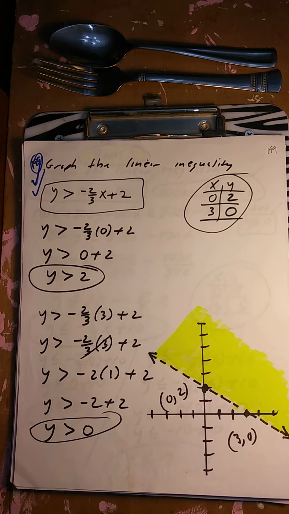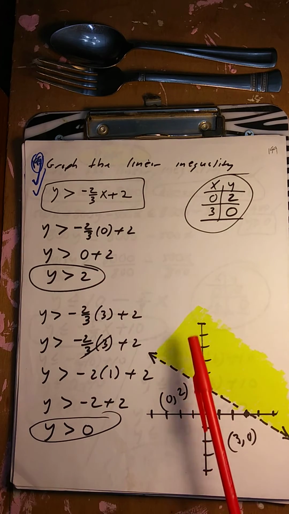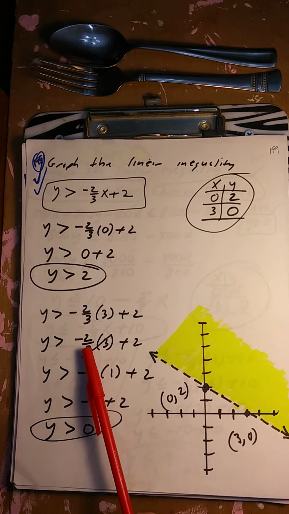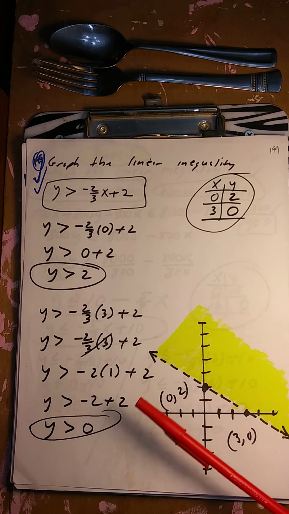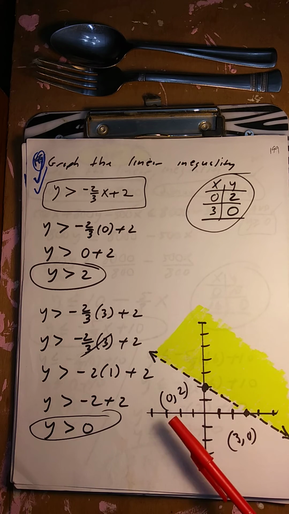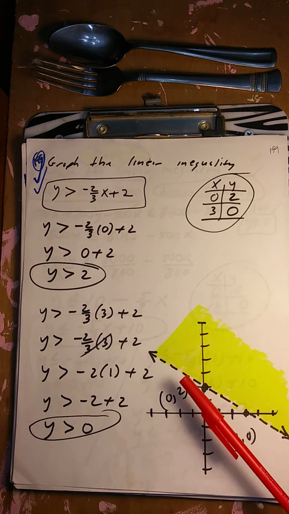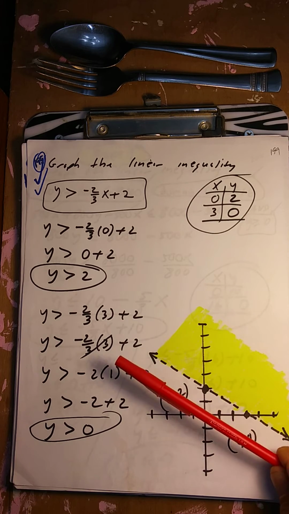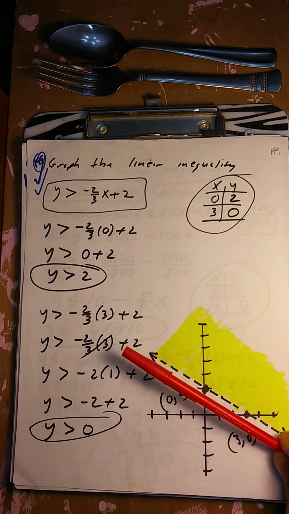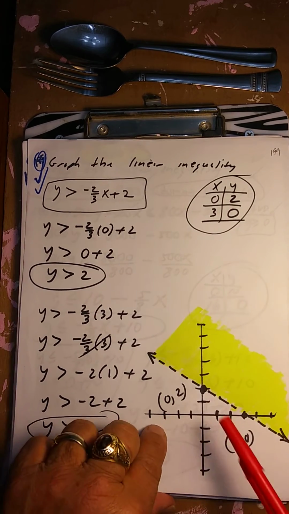Graph the linear inequality. Put a 0 in there. 0 times that is 0, plus 2 is 2. Put 3 in there. The 3 divides 3, yes, 1. 1 times that is negative 2. Negative 2 plus 2 is 0. So 0 and 2, and 3 and 0. And it's greater than. It's not including the line. Don't include the line. See right here, dotted lines? So greater than means this way. Don't include the points, so a dotted line like that.